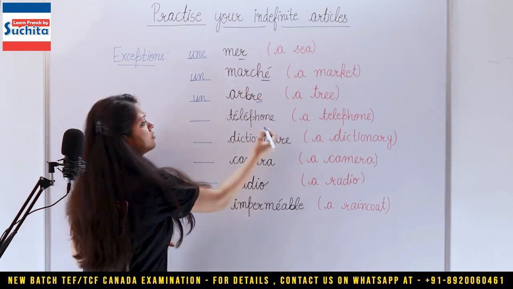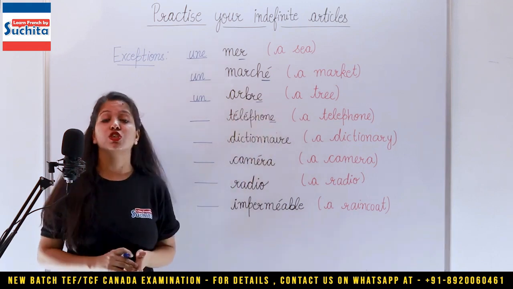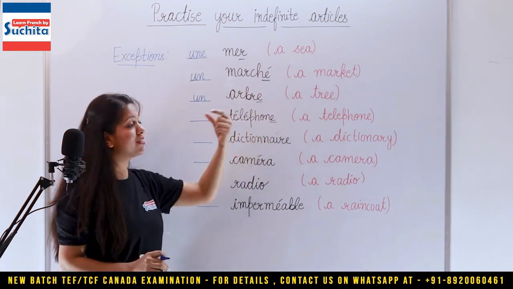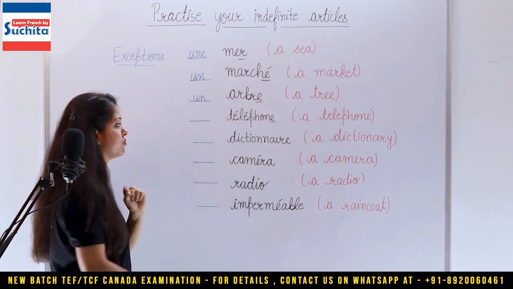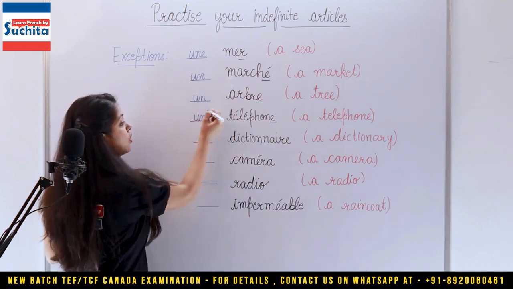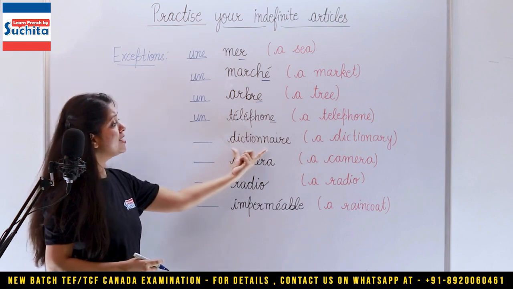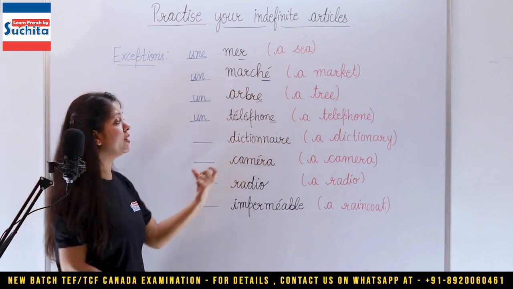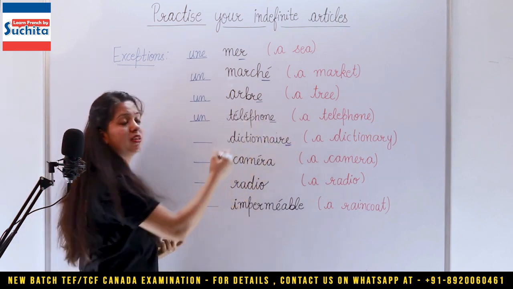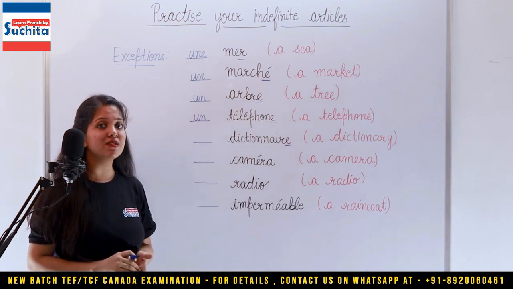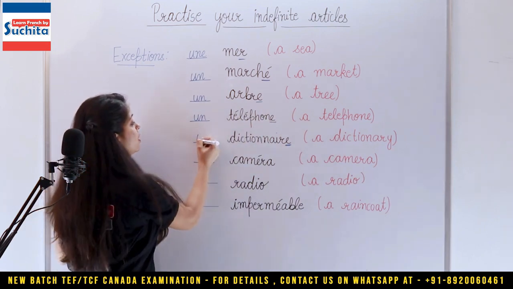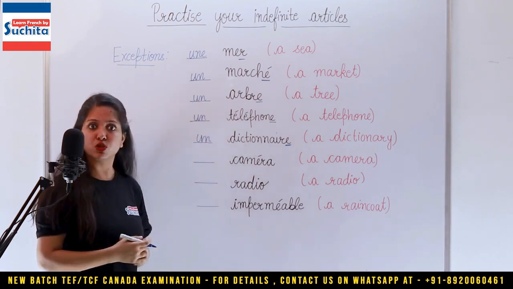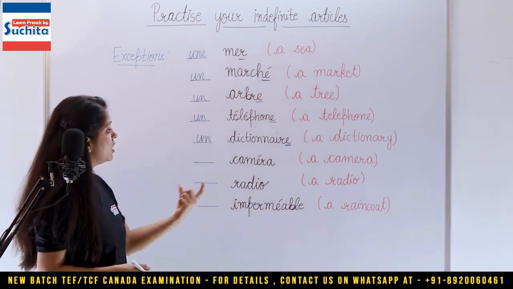Téléphone. It ends with the letter E, but since it is an exception, un téléphone or une téléphone, it is going to be un téléphone. Dictionnaire ends with the letter E, so we say un dictionnaire or une dictionnaire? We say un dictionnaire, since it is an exception. So you see, the rule becomes opposite.